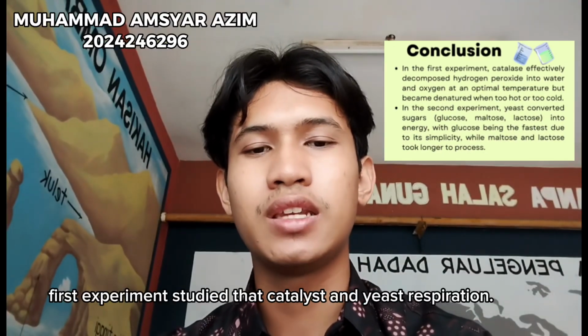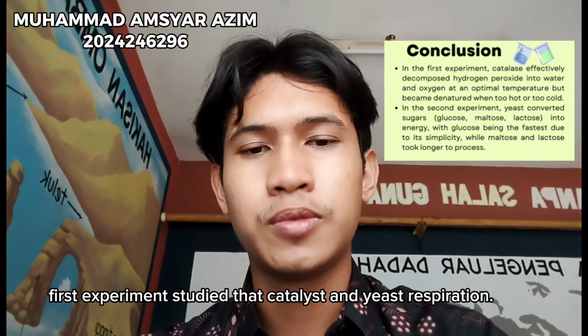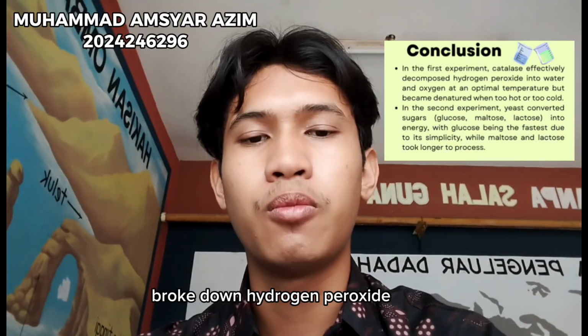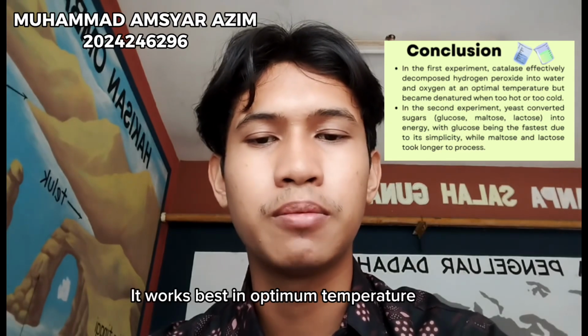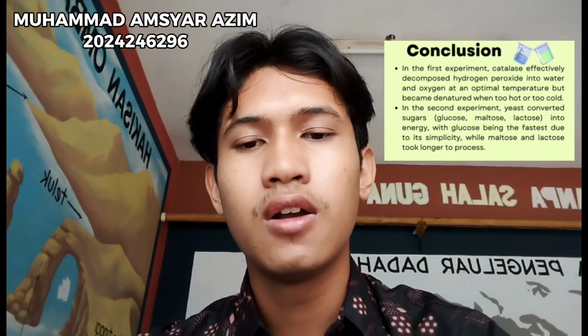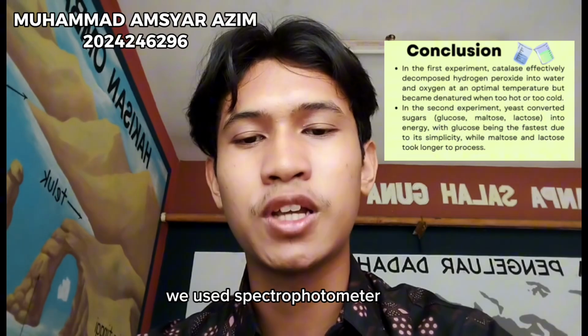So the conclusion for the experiment is that we studied catalyst activity and yeast respiration. Catalyst in chicken liver and potato broke down the hydrogen peroxide into water and oxygen. It works best at optimal temperature, with extreme heat stopping its activity. For yeast respiration, we use a spectrophotometer.